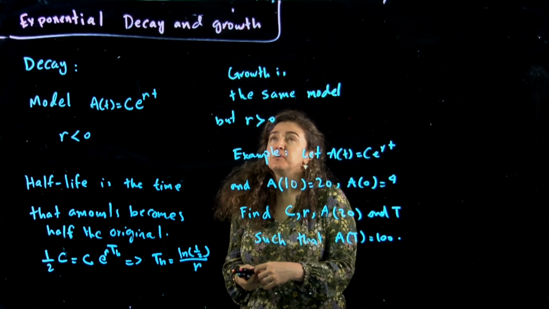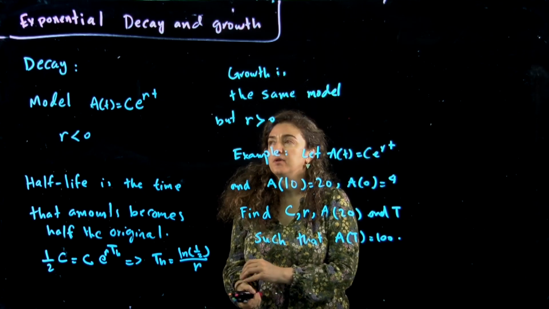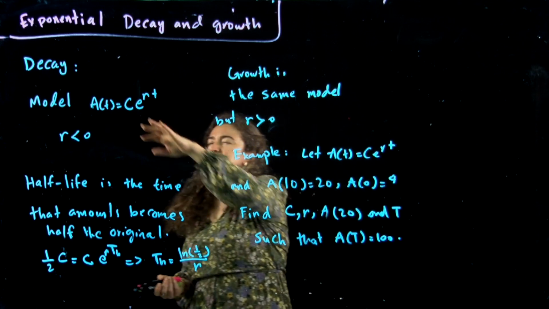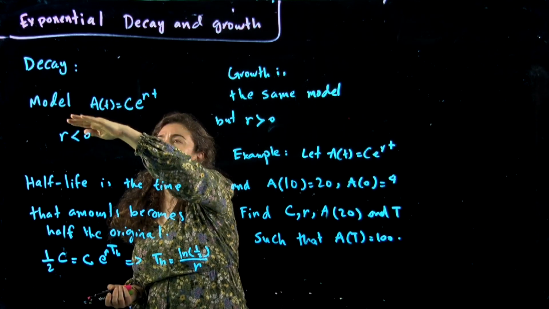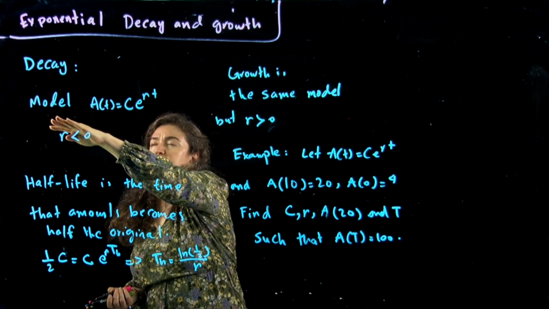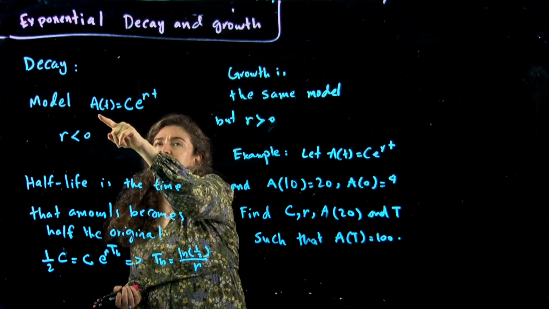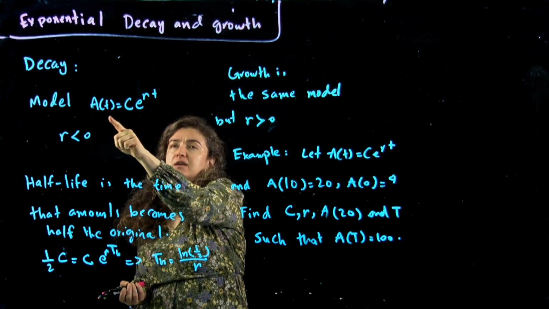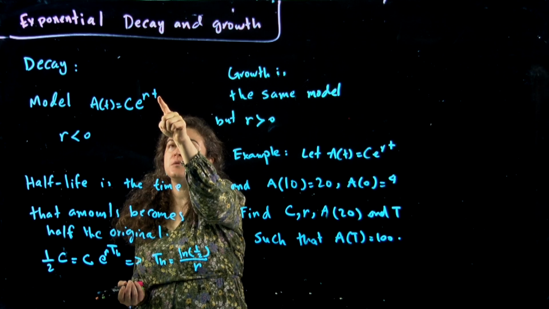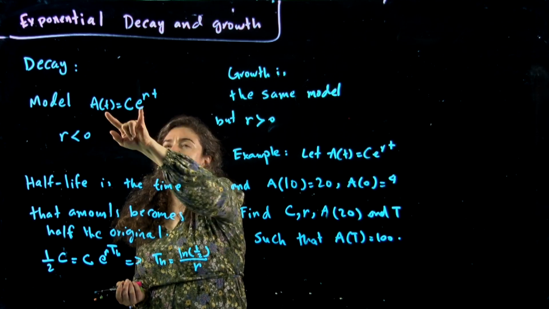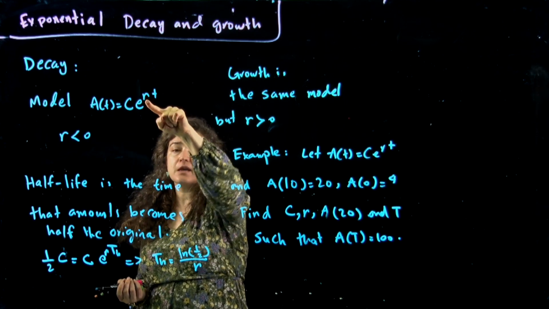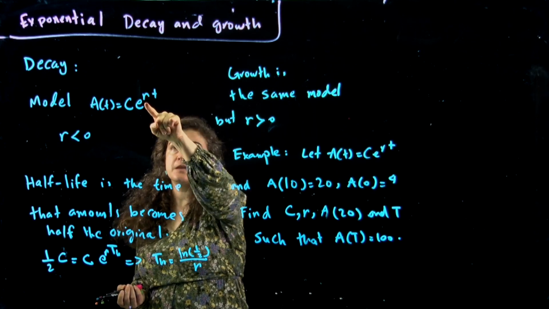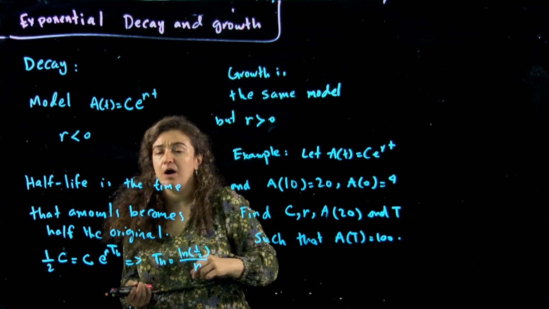We're going to discuss exponential decay and exponential growth. What is a decay? Decay, usually exponential decay, is modeled by a function such as A(t) = c e^(rt). t is the time, r is the rate that we find, and c is the constant.